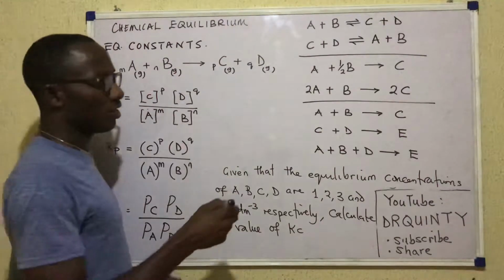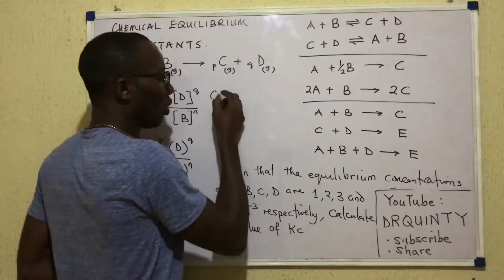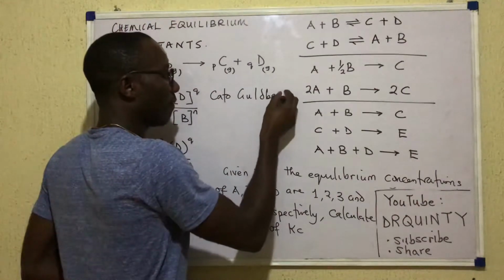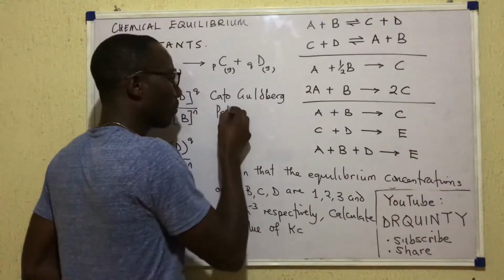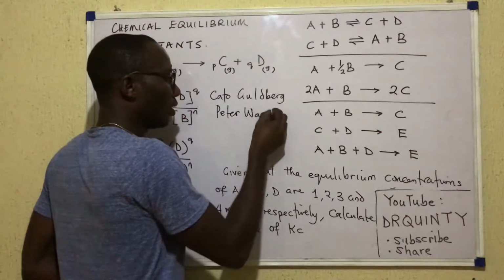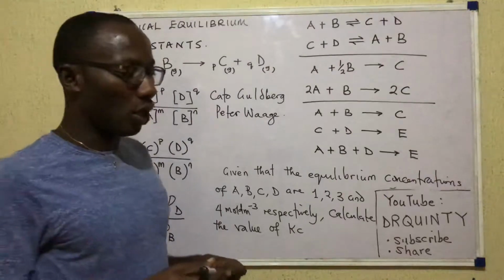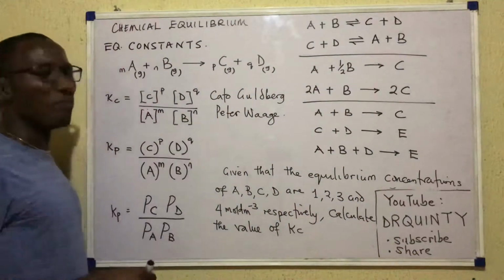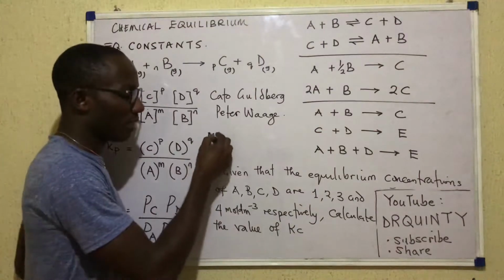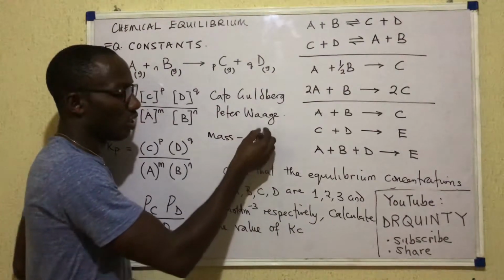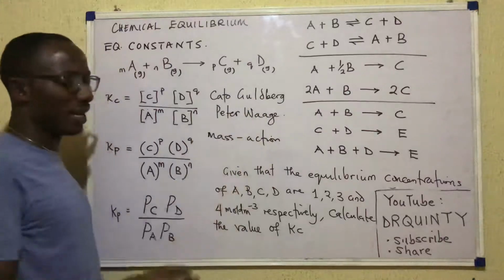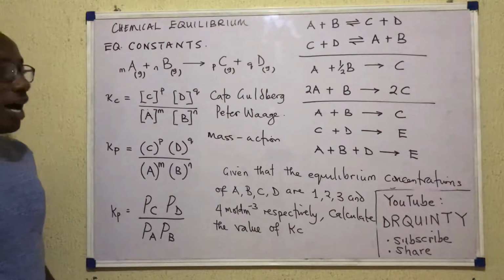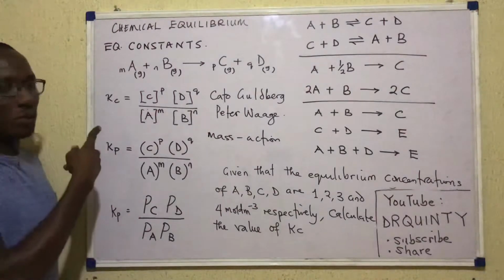That was described by two people. We call them Cato Goldberg and Peter Waage. And that law or that principle is described as the law of mass action. The law of mass action. Some others call it the law of Goldberg and Waage. So the law of Goldberg and Waage is the law of mass action, and that law is as shown here.